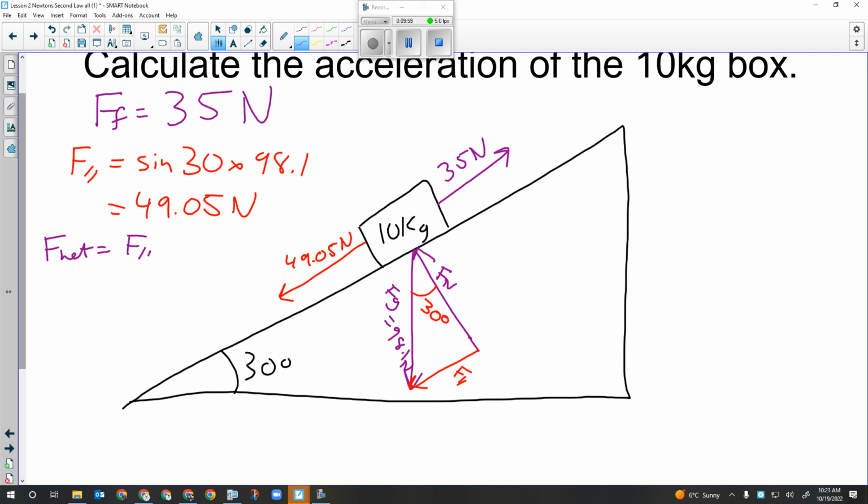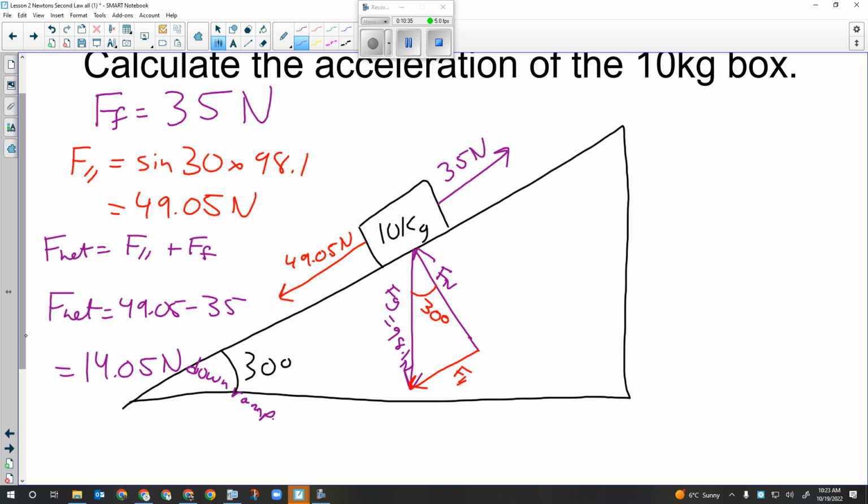So my net force here is F parallel plus the force of friction. One of them is up the ramp, the other is down the ramp. So F net will be 49.05 minus 35, which should give me 14.05 down the ramp. Okay, so I've got the net force. What is the question asking? Okay, so what do I have to do with that?